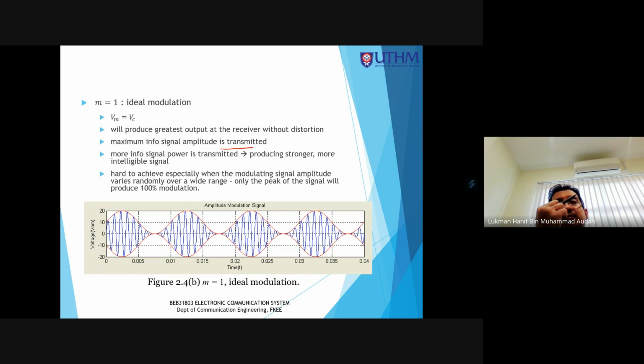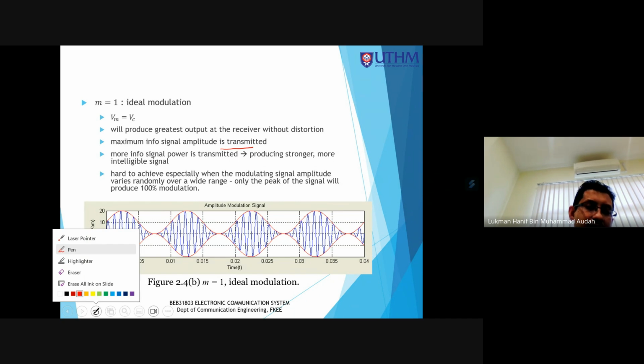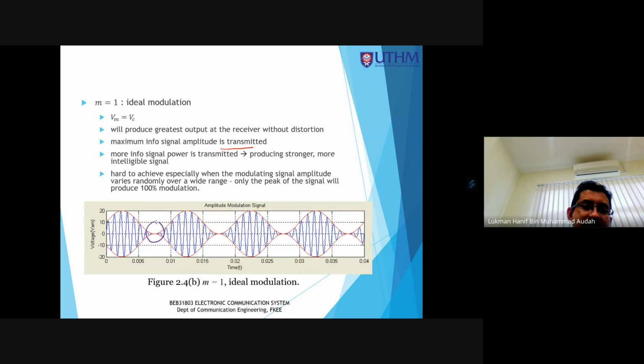Why? Because the modulating signal contains the information, whereas the carrier does not contain any information. So it is good to have a high value of Vm. You're going to see that this achieves 100% modulation index. The graph looks like this. The difference would be at this part. You see that this part is very close, upper and lower side.